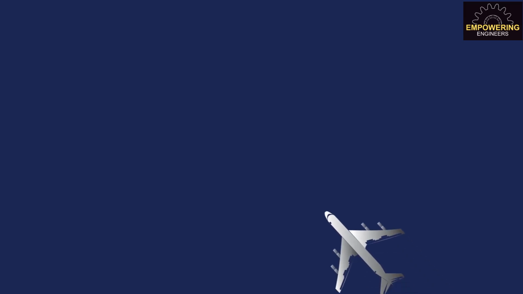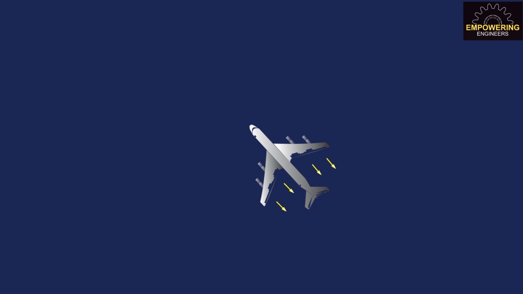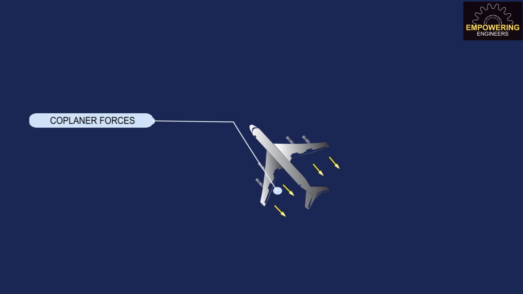Coplanar forces are exemplified by an airplane with two thrusters or jet engines running in parallel. As a result, the net force acting on the object will increase.